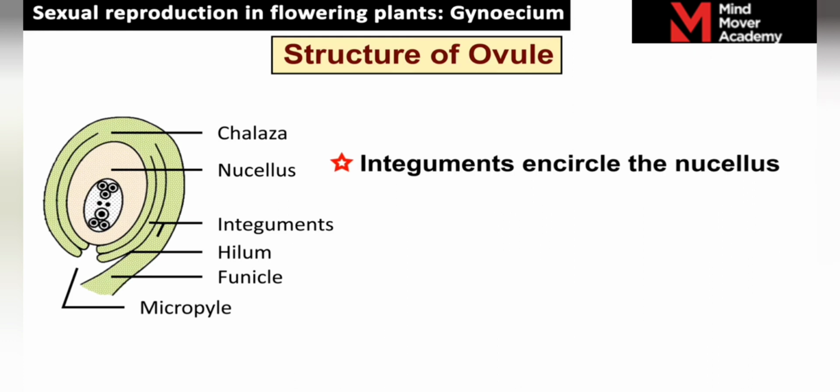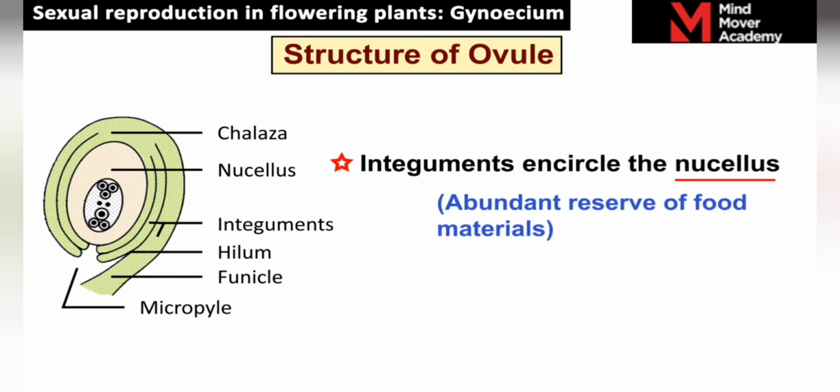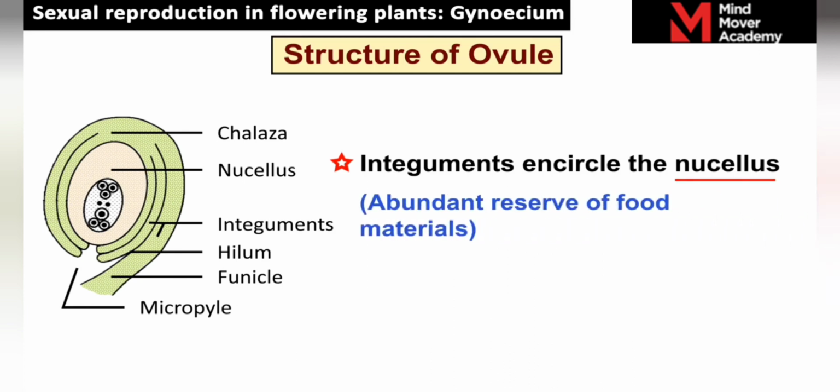Here we use the term nucellus. Now you all might be wondering, what is it? Well, a mass of cells enclosed within the integuments is known as nucellus, and the cells of the nucellus have abundant reserve of food materials.